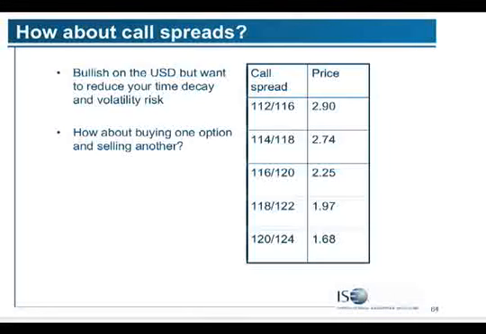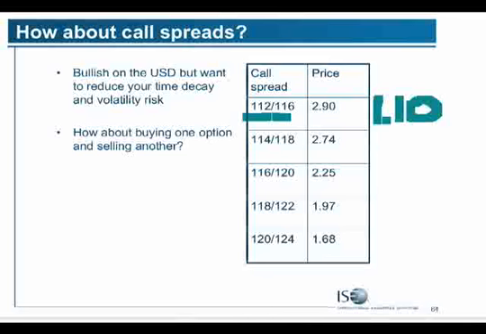One of my favorite strategies are spreads. I can actually buy a call spread. If I thought the dollar was going to rally, I could buy the 112, sell the 116, and pay 290. So what's my risk? 290. How much could I make? The difference between $4 and 290, or 1.10. So that's really what I could earn.